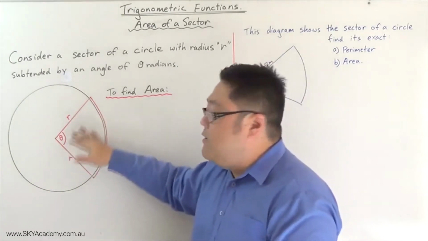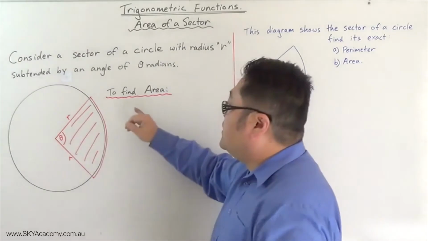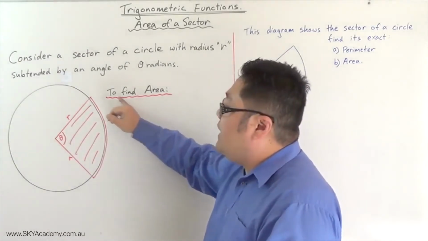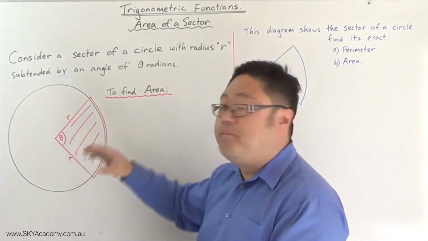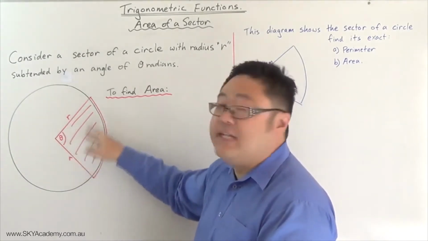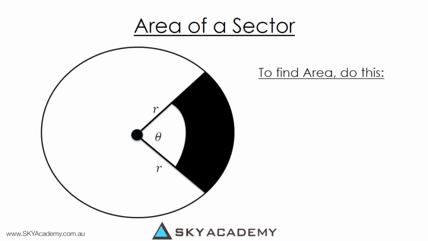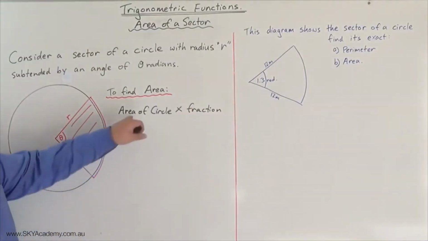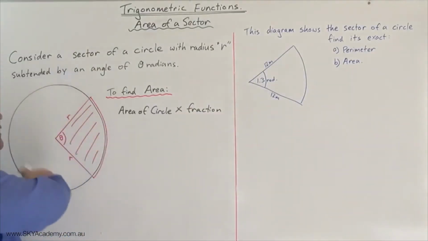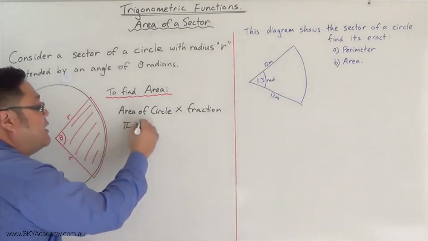Now, to find the area of this sector, basically, I'm going to work out the area of the circle and multiply it by the fraction or the portion of the circle represented by the sector. So you've got the area of the circle and you multiply it by the fraction. The area of a circle, in particular this whole circle, is going to be pi r squared.